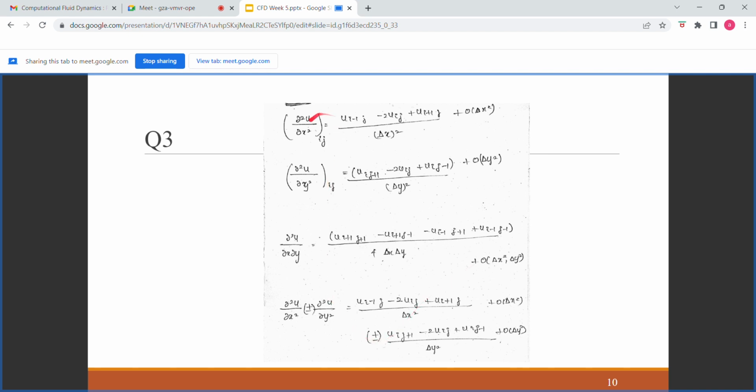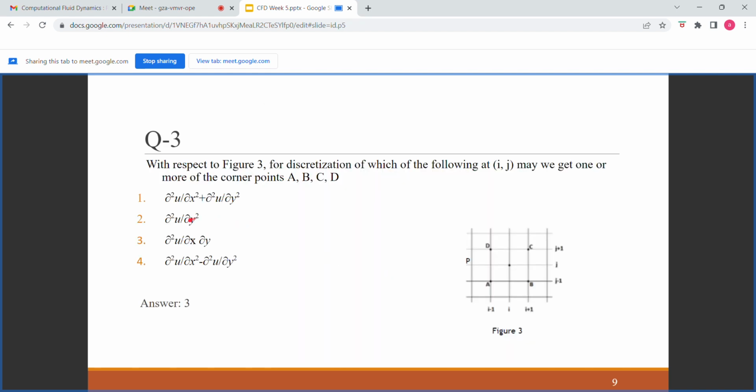So if we are adding the first and the second equation, del square u by del x square plus or minus del square u by del y square, that is options 1 and 2, we will be getting two different terms where in both of the terms the corner points were not included. Only in the mixed derivative were the corner points included. So it is option 3, that is del square u by del x del y. Only in del square u by del x del y we have corner points A, B, C and D.